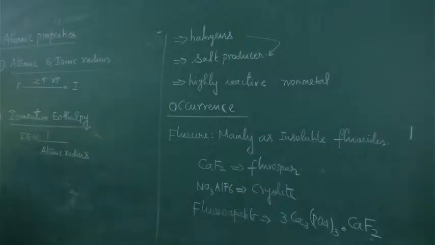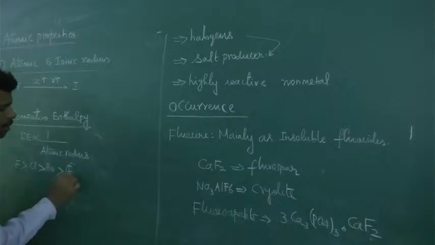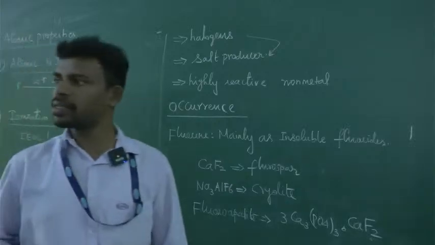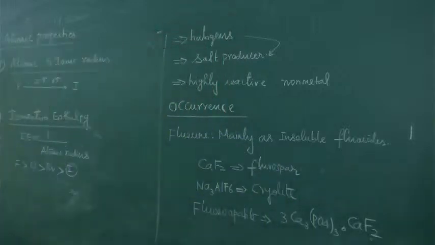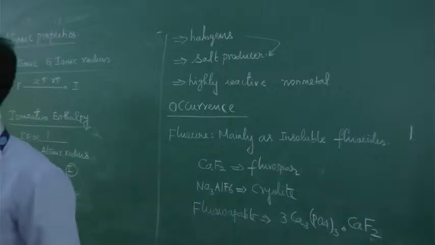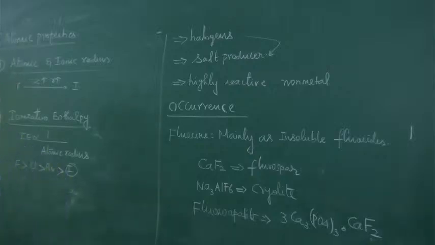Is it clear? Among these, ionization energy for fluorine is going to be more because the size is very small. Ionization energy is going to be less in iodine because the size is larger. Ionization energy is inversely proportional to atomic radius. Down the group, atomic radius increases, so ionization energy decreases. Is it clear? That is a point.